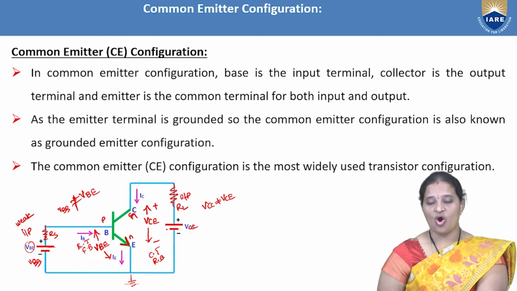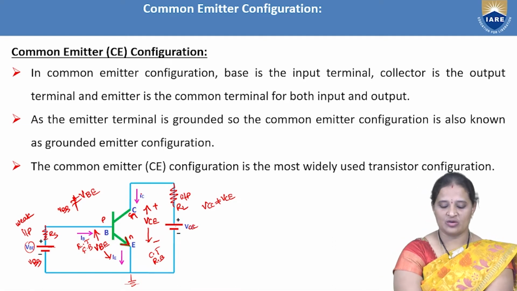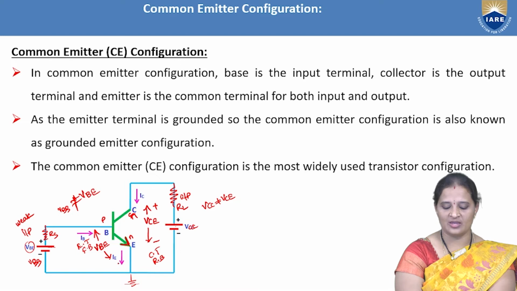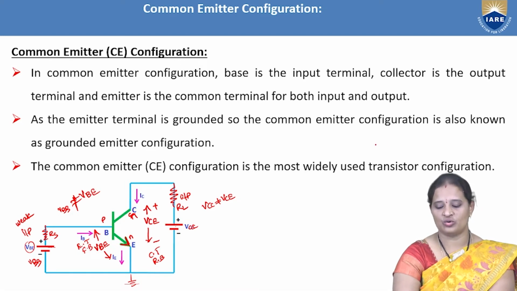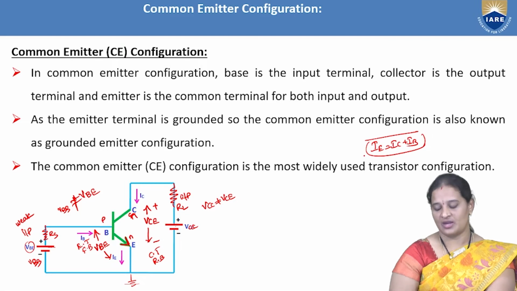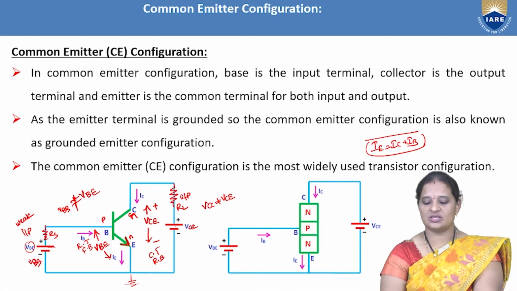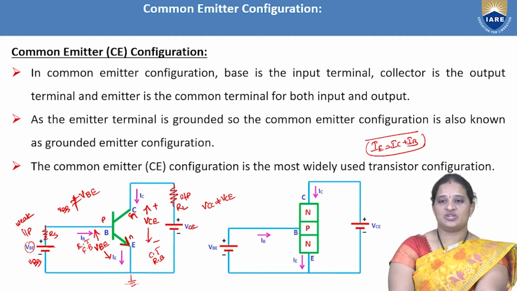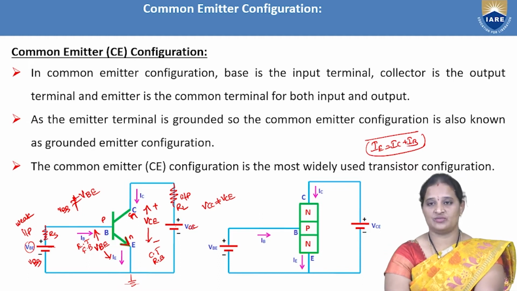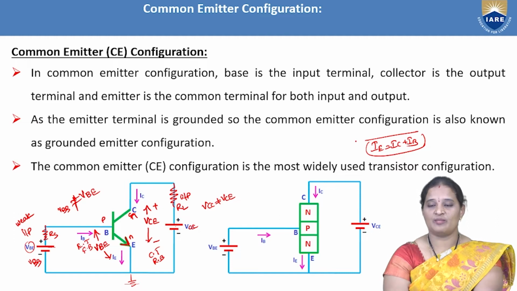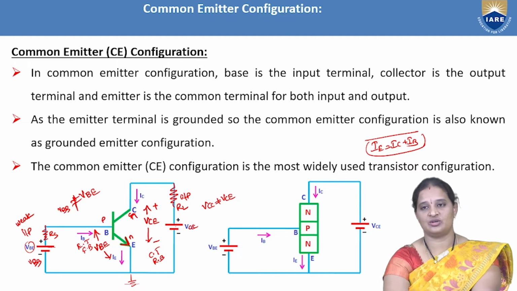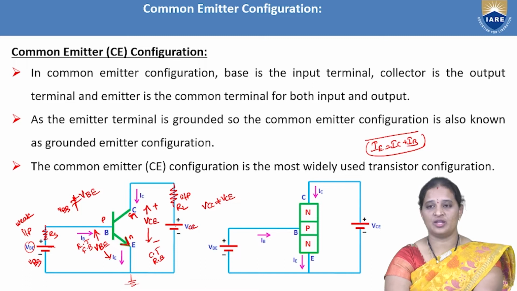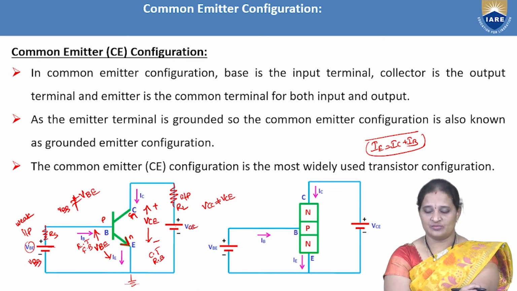So this is the common emitter configuration, and based on that the directions of current: as IE is leaving, IB and IC are entering, because we all know that IE is equal to IC plus IB. These are the conventional current directions I have shown. This is the transistor version NPN, which is replaced with the symbol here. This is the NPN transistor connected in common emitter configuration.